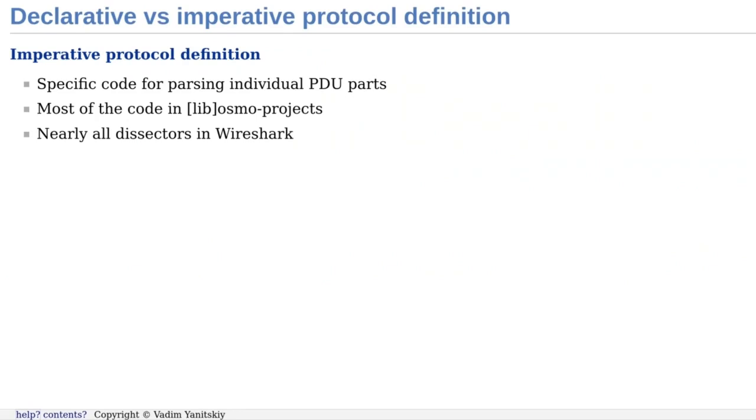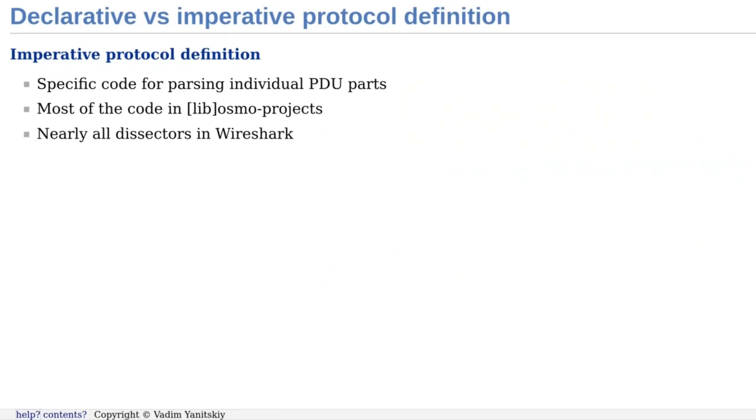And if you're going to develop your own protocol parser or message generator, you have two options, and one of those is the imperative protocol definition, where you basically use your language constructions and define specific code blocks for specific and individual PDU parts. And this is how we do it in most of the libosmo projects, and also the same applies to Wireshark. You basically parse your buffer byte by byte, and then decide on what kind of field it is, and so on.